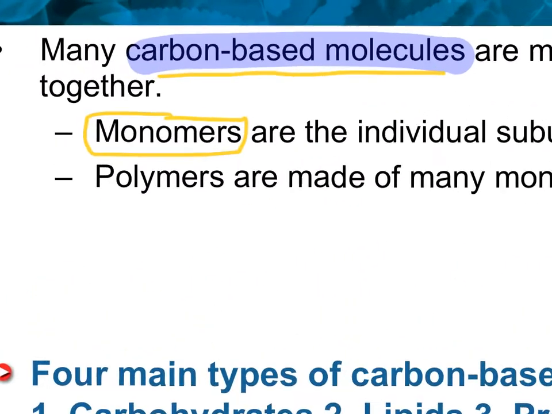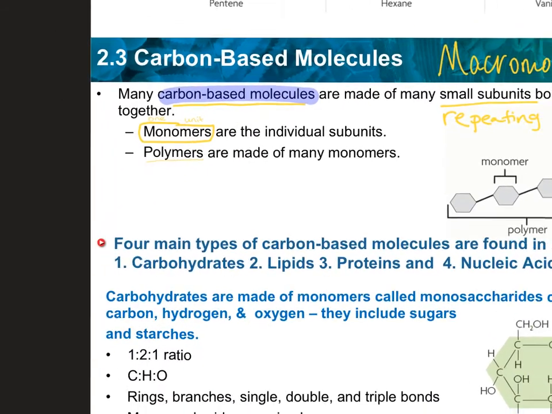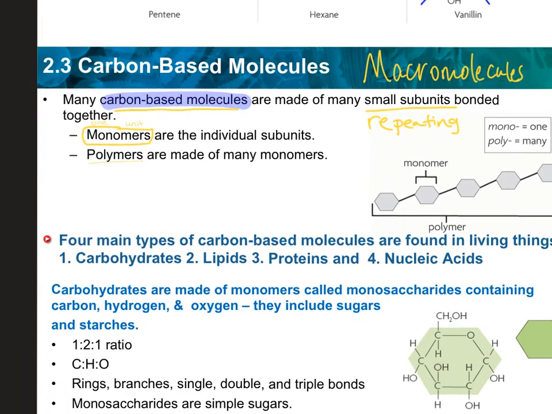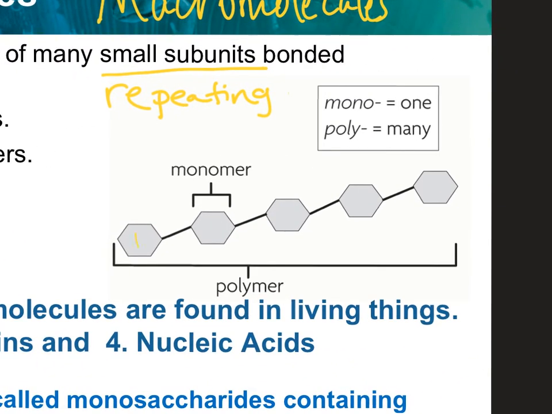These monomers, this word mono means one, and mer means unit. Oftentimes monomers pair with other monomers and other monomers to make a polymer. So when I look over here at our diagram, we have 1, 2, 3, 4, 5.